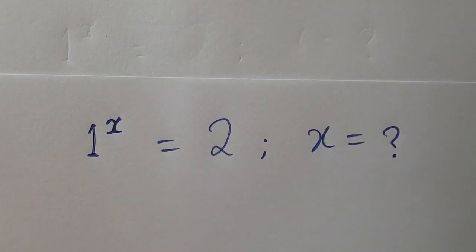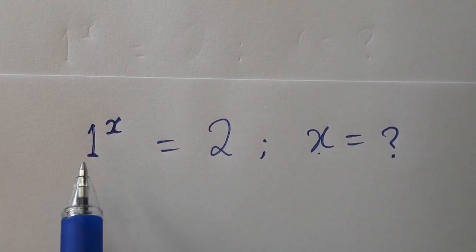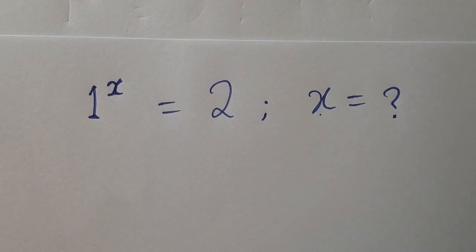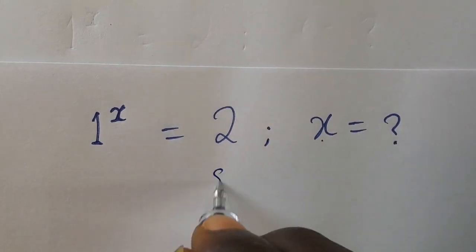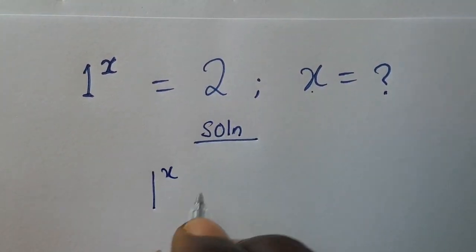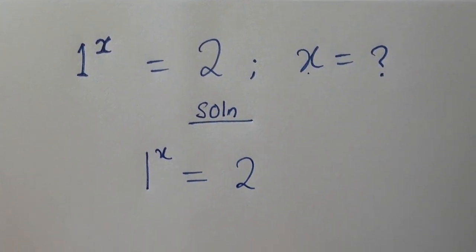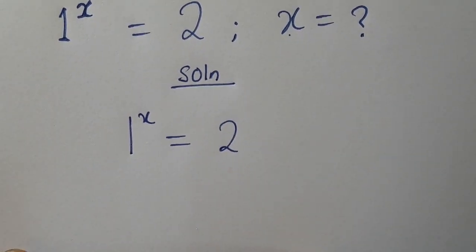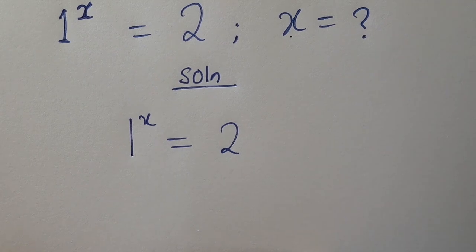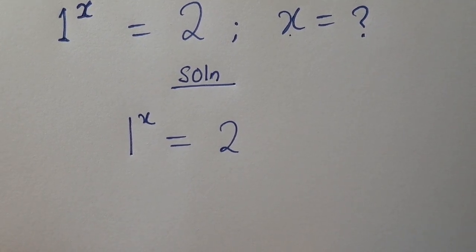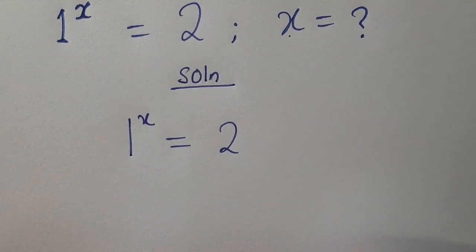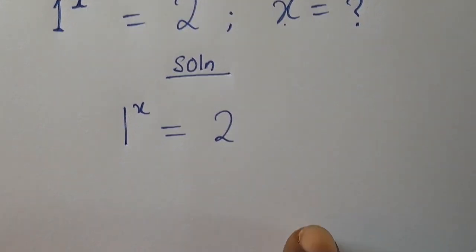Today, we want to find the value of x, given that 1 to the power of x equals 2. So now, let's see how to solve it. Though this problem is a little bit difficult, and some people may say that it doesn't have a real solution. But before that, let's verify whether it has a real solution or not. It's sure that this problem has a complex solution.